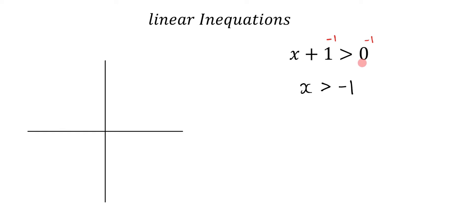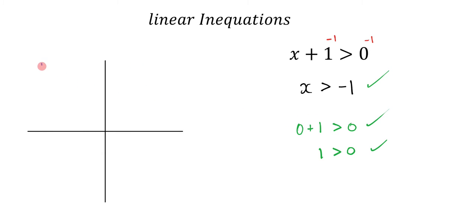I could test that out by subbing in a number greater than negative 1. Let me say 0. 0 is greater than negative 1. So 0 plus 1 should be greater than 0. Well, 0 plus 1 is 1, and 1 is greater than 0. So that's true, which means this is true. It works. Another way I could approach it is by doing it graphically.